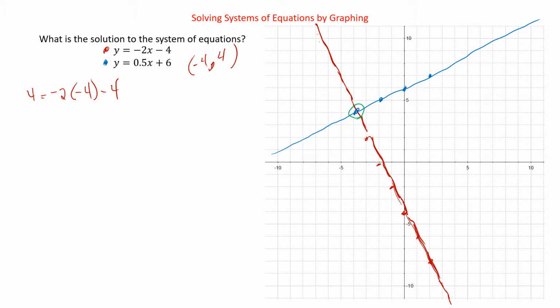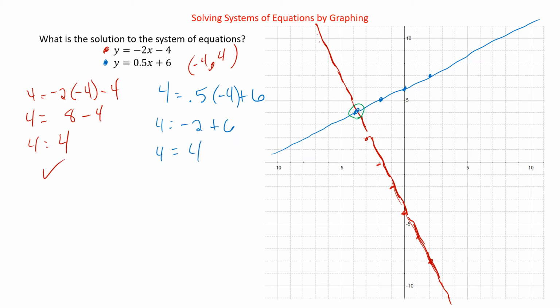Let's see, negative 2 times negative 4 is 8. So we have 8 minus 4, and 8 minus 4 is 4. So that one works. Let's try it in the blue one. So we'll go 4 equals 0.5 times negative 4 plus 6. 0.5 times negative 4 is negative 2. Negative 2 plus 6 is 4. So that one works. So our solution is in fact negative 4 comma 4.